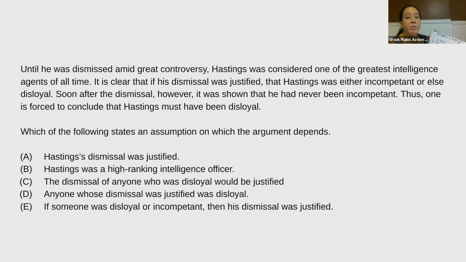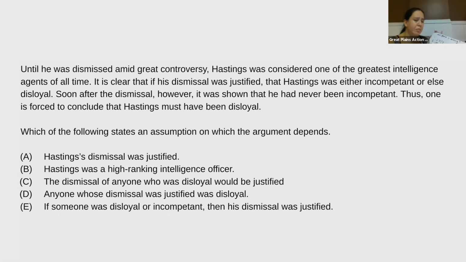Thus, one is forced to conclude that Hastings must have been disloyal. So "thus" is a conclusion indicator word, and the "is forced to conclude" part hammers home that we are working with a deductive argument and looking at the form. All right, so the conclusion is D. Now we need to figure out what premise we need to get to D.